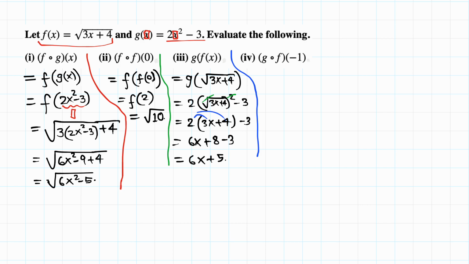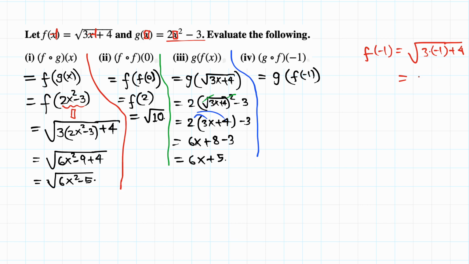Now part D, that's the composition g of f of negative 1. So we find the value of f of negative 1 and plug that into g. Okay, so here comes the function. f of negative 1 means x is now negative 1. So 3 times negative 1 plus 4. So f of negative 1 is the square root of 3 times negative 1 plus 4. What is that? 3 times negative 1 is negative 3. Negative 3 plus 4 is positive 1. And the square root of positive 1 is 1. So sometimes you can do this in your head, this is 1.